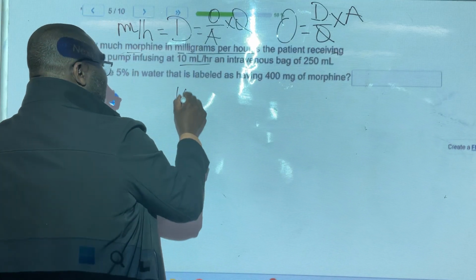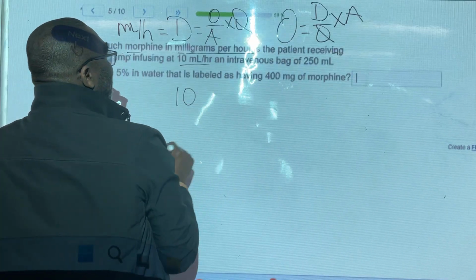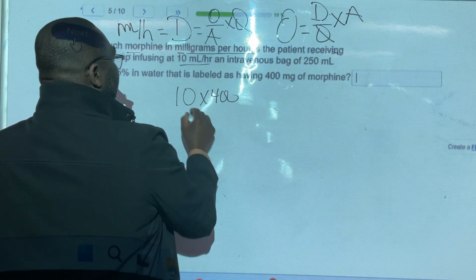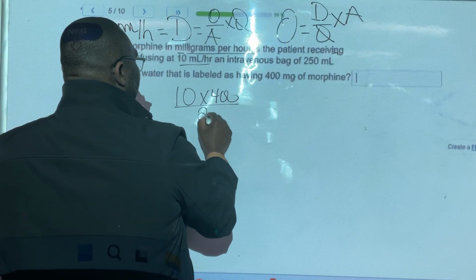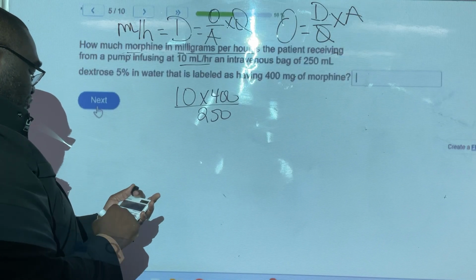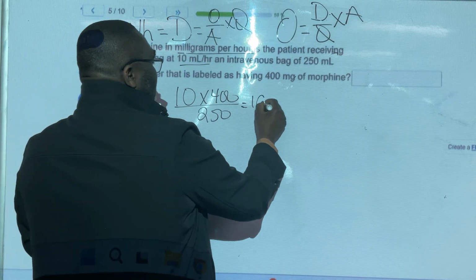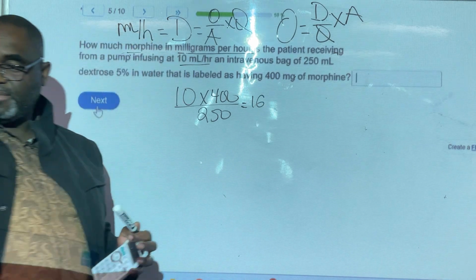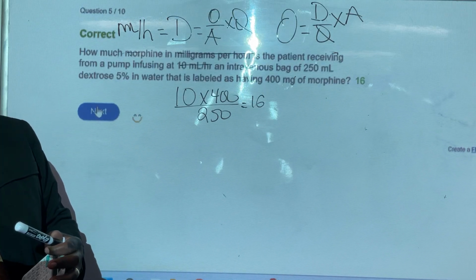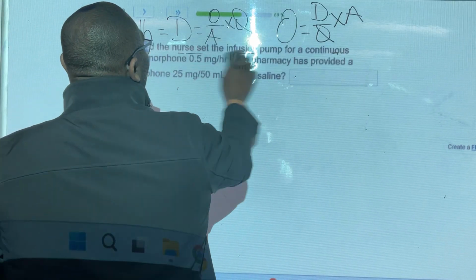So we're going to do 10 milliliter, which is your dosage, multiplied by your available, and your available is right there, 400, and then divide this by quantity, which is 250. All right, so you go 10 times 400 and divide by 250. Boom. Now you got 16 milligram per hour. Hopefully this is going to help some of you. So now we move on to the next one.